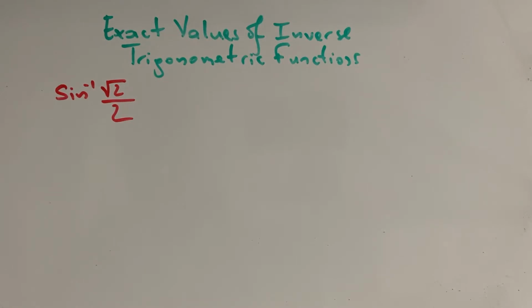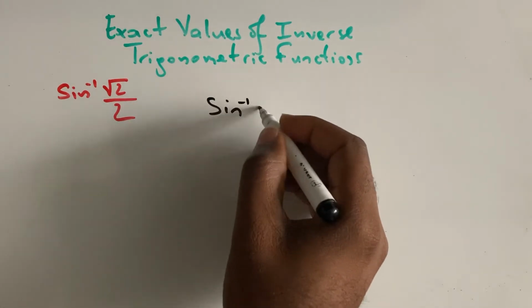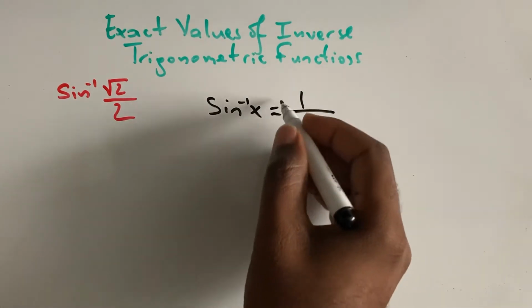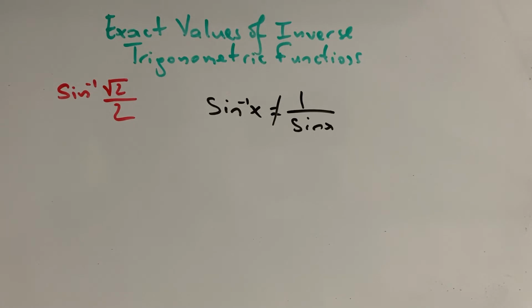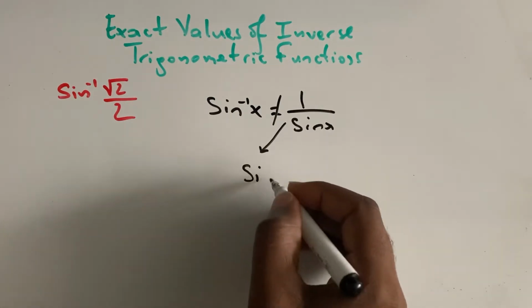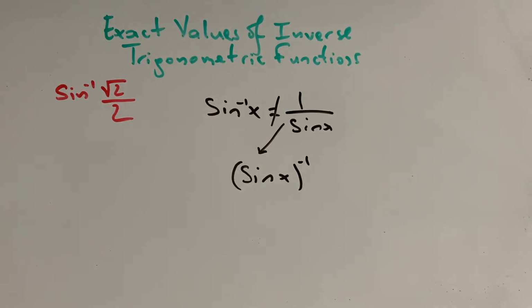First thing you have to do in this case is recognize that the inverse sine of square root of 2 over 2 is not, like we say, the inverse of sine. It's not the same as saying you have the reciprocal of the sine function. For example, the inverse sine of x is not 1 over sine of x. What you have here is actually sine of x to the power of -1. That's the inverse of the function.